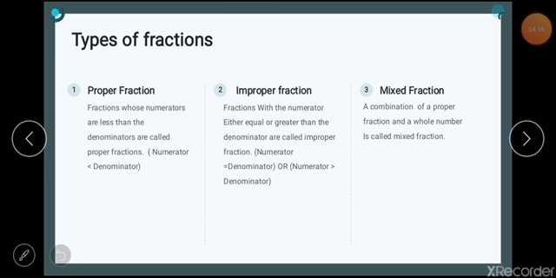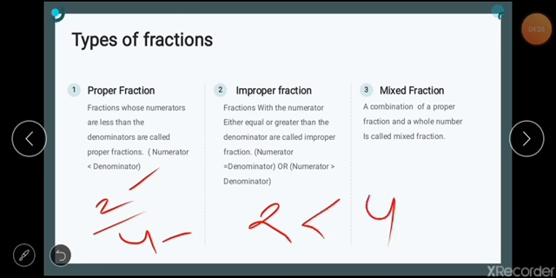Proper fractions are fractions whose numerators are less than the denominator. For example, I am taking 2/4. Here 2 is the numerator and 4 is the denominator, and 2 is less than 4, so our numerator is less than the denominator. Whenever our numerator is less than the denominator, it is a proper fraction.